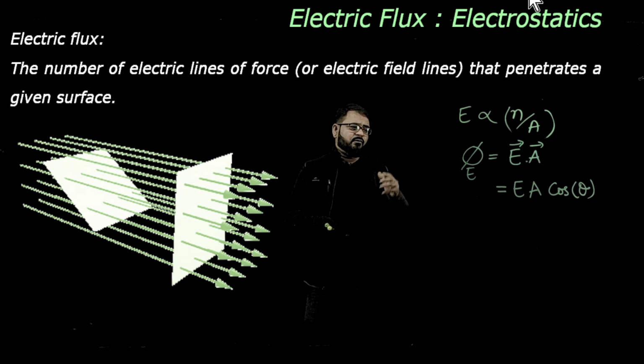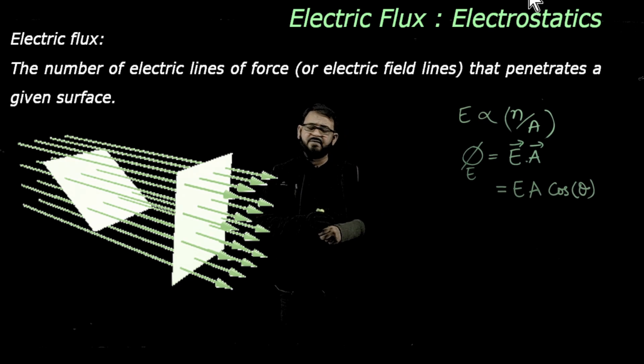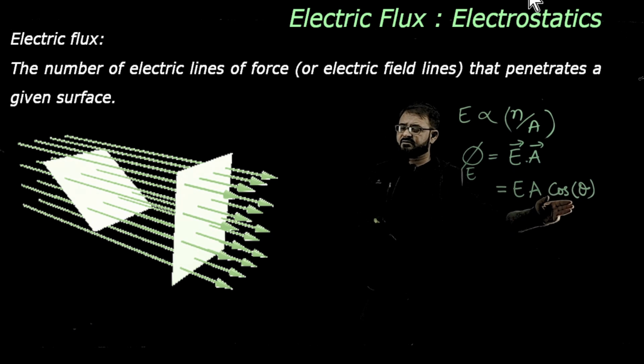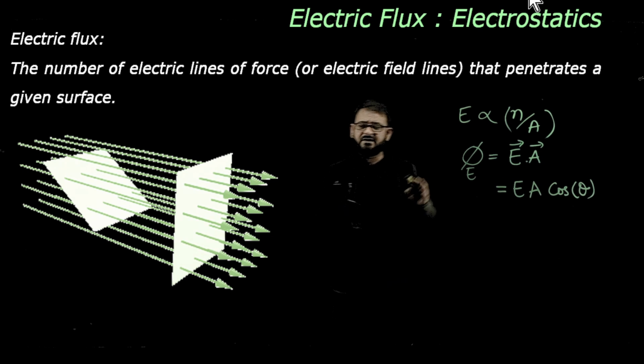So what you can understand is basically flux is the product of the electric field times the projection of the area that is perpendicular to the direction. Don't worry, we will understand this idea very soon.